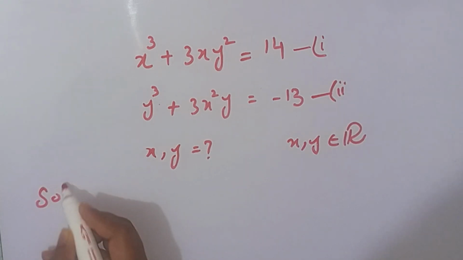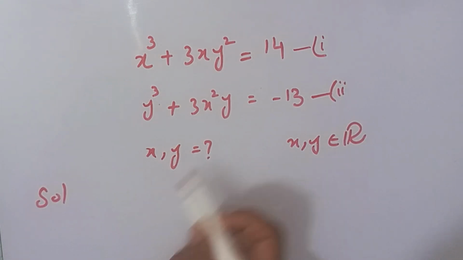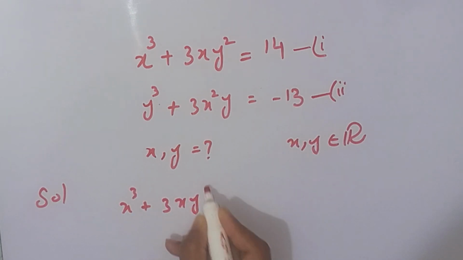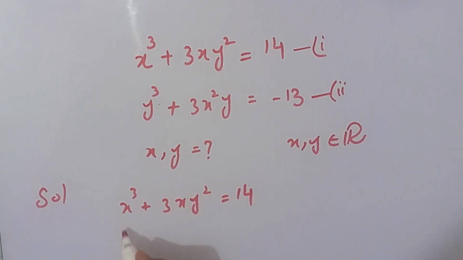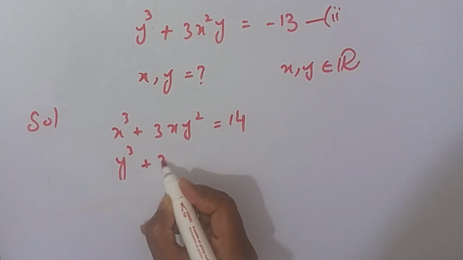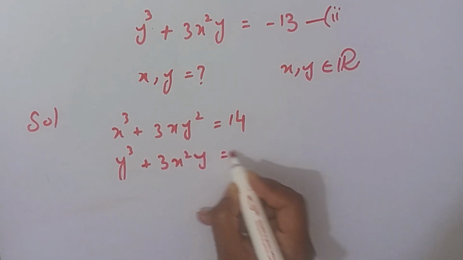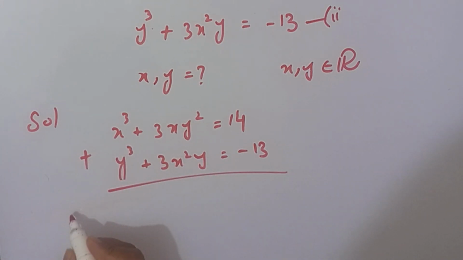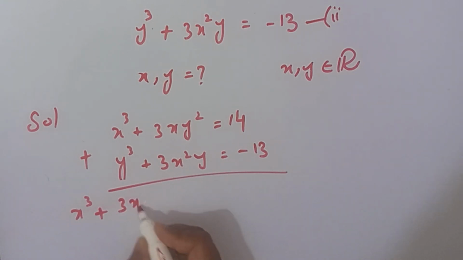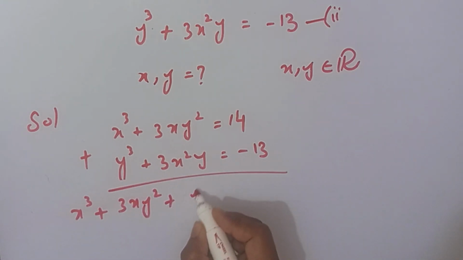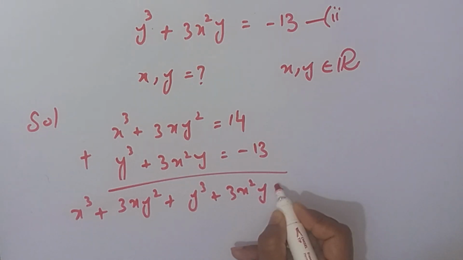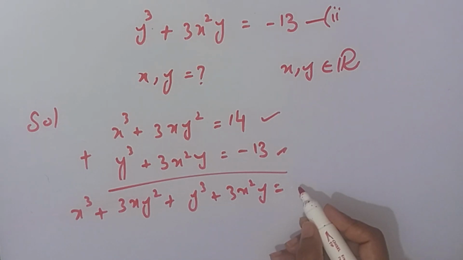So let's start. First of all, we add equation 1 and 2. This is our equation 1, and the second equation is y cube plus 3 times the product of x square y is equal to minus 13. Now we add these two equations, then we get x cube plus 3 times the product of x y square plus y cube plus 3 times the product of x square y. Add the right hand side, then we get 1.